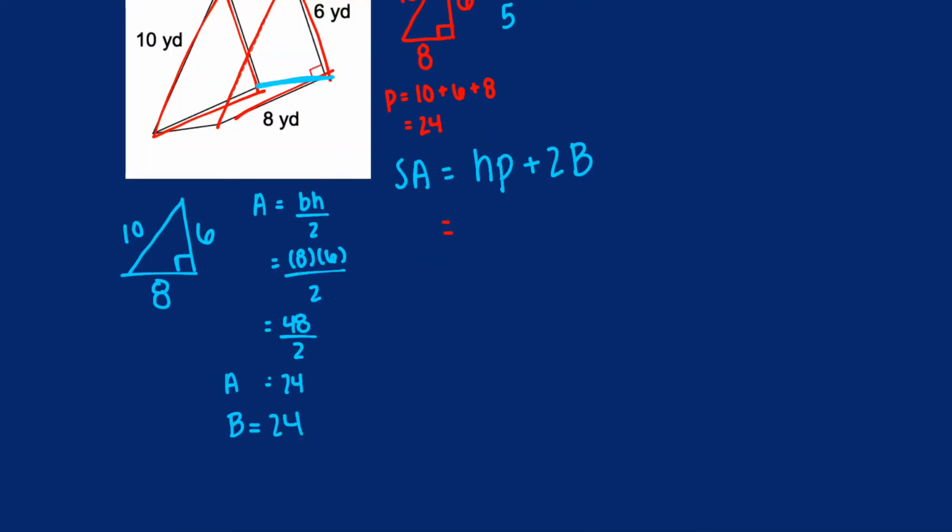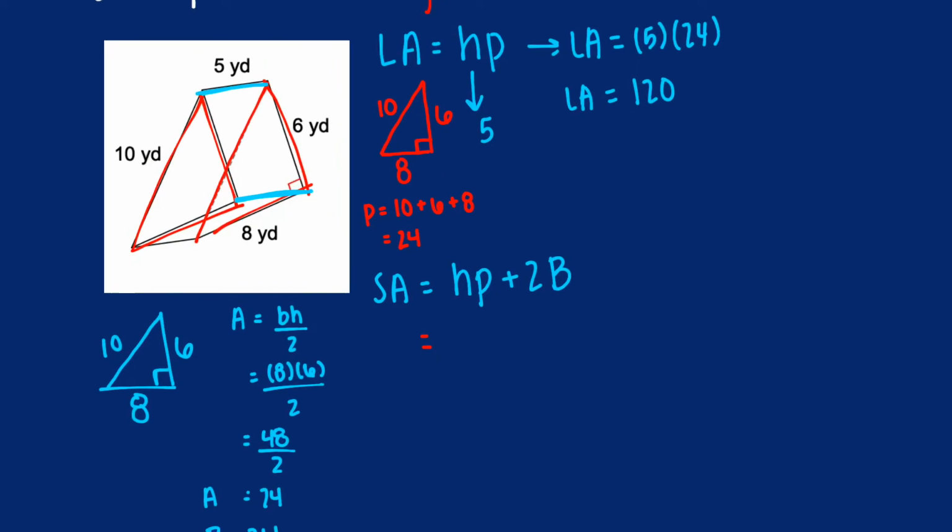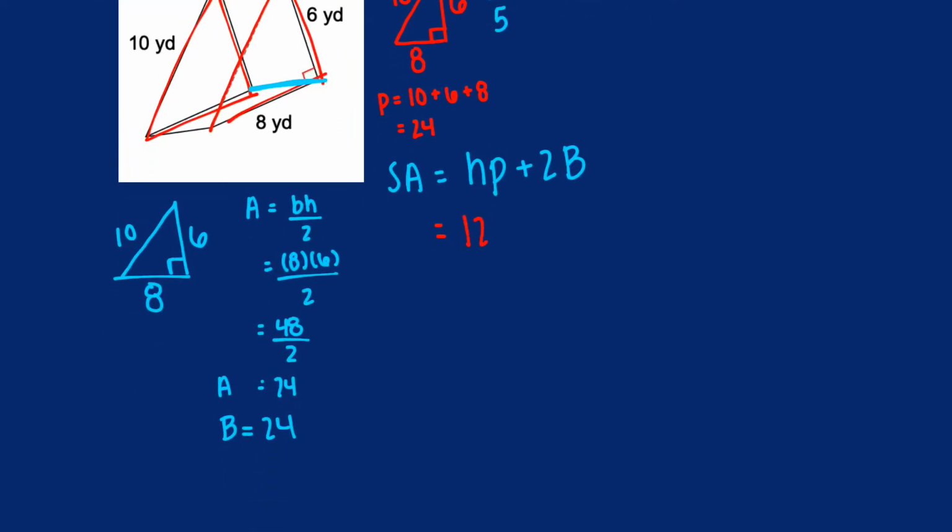So plugging everything in, I already have the HP, the lateral, and I found that to be 120. So 120 plus 2 times the area of my base, which was 24. I simplify this as 120 plus 48. And when I do that, I should get 168 as my total surface area.